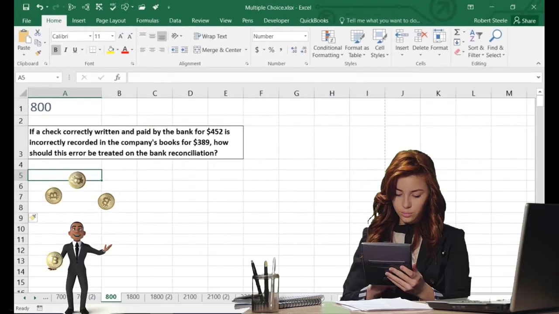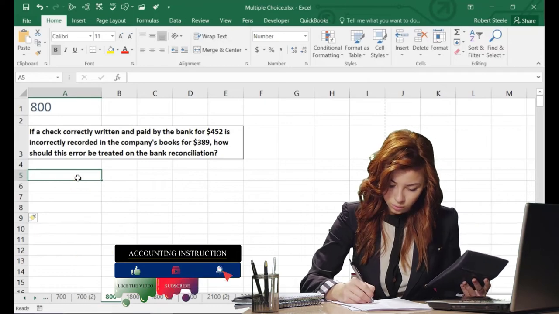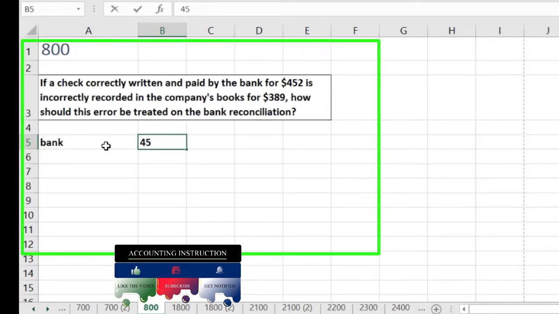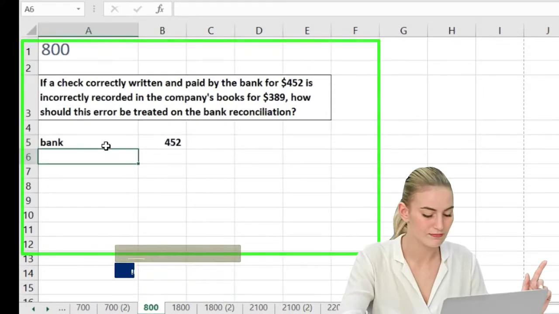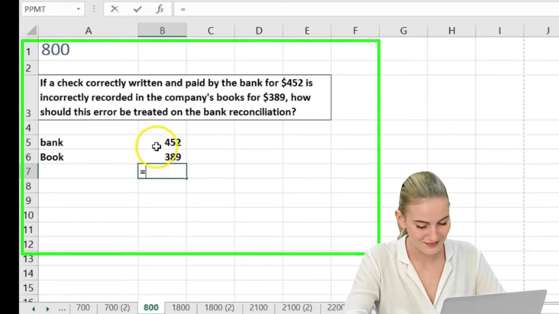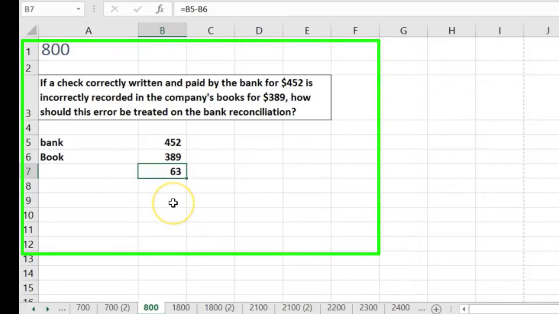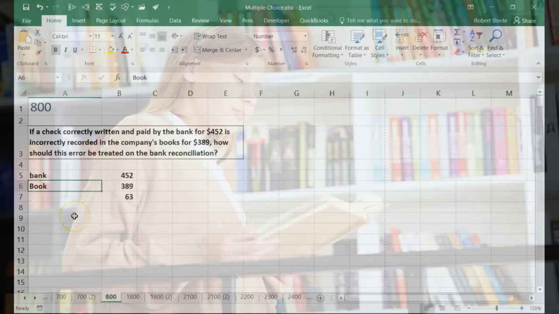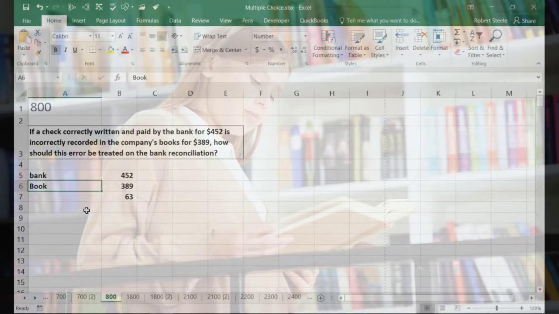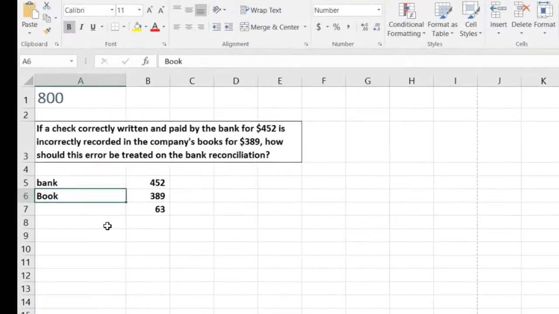So obviously what we will see in the bank reconciliation, we'll see the bank statement has something different than what our books say. The bank says 452 on the bank statement, and our books say 389, so we have a difference of 452 minus 389, and that's going to be 63. Now, our books are the thing that is wrong. On our books side, we wrote it at 389, and that's too low. Therefore, we're going to have to take this money, the 63, out of our account.